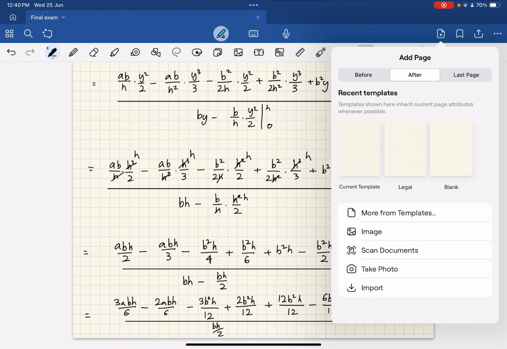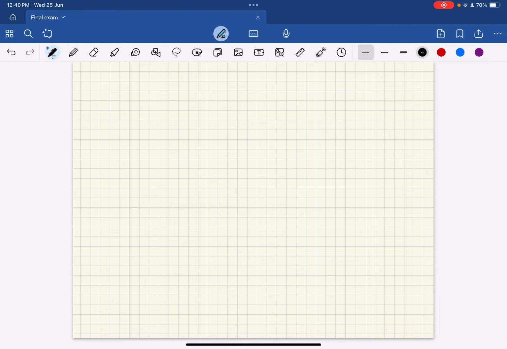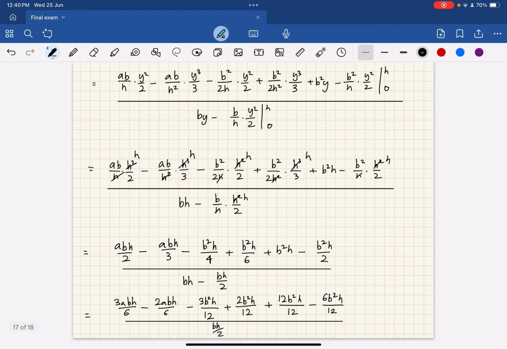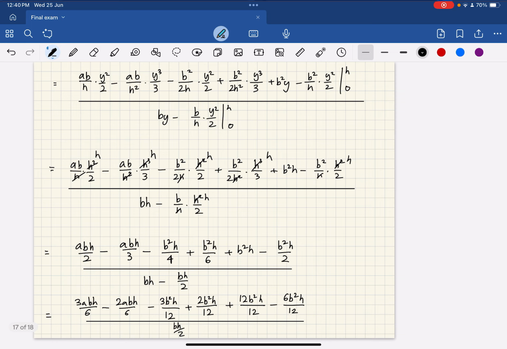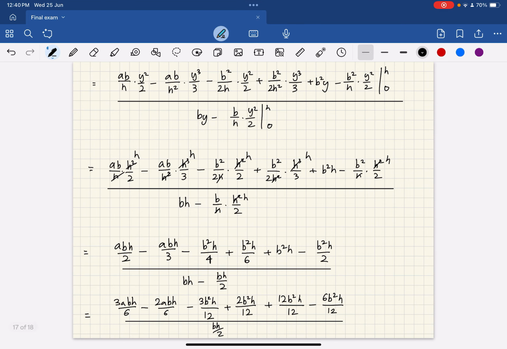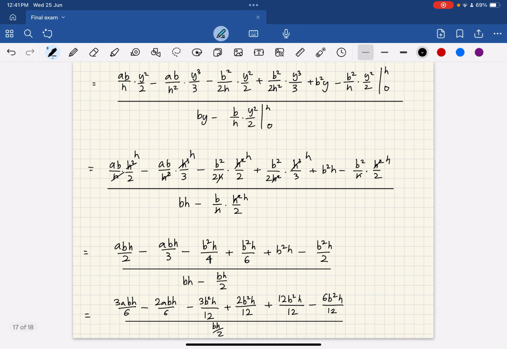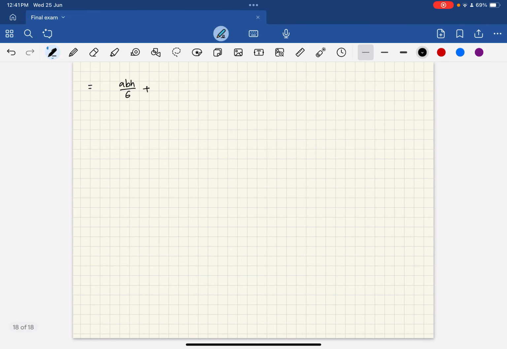Right, I know it's a bit small, but hopefully you guys can bear with me for this one. Alright, let's go. So 3 minus 2 is clearly just ABH over 6. ABH over 6, negative 3 plus 2. So negative 3 plus 2 plus 12 minus 6 would give us 5. Wow, 5. Okay, plus 5 BH squared.